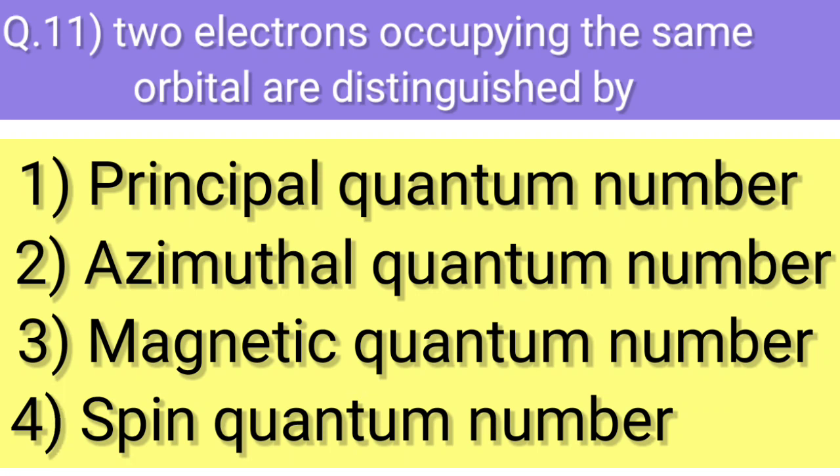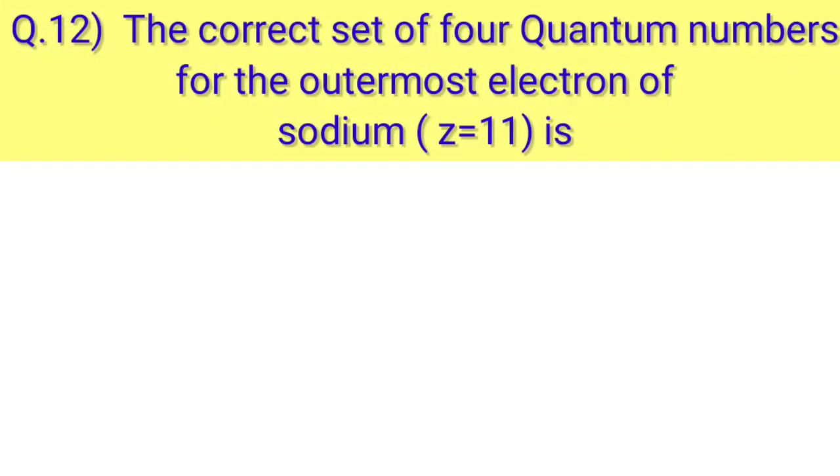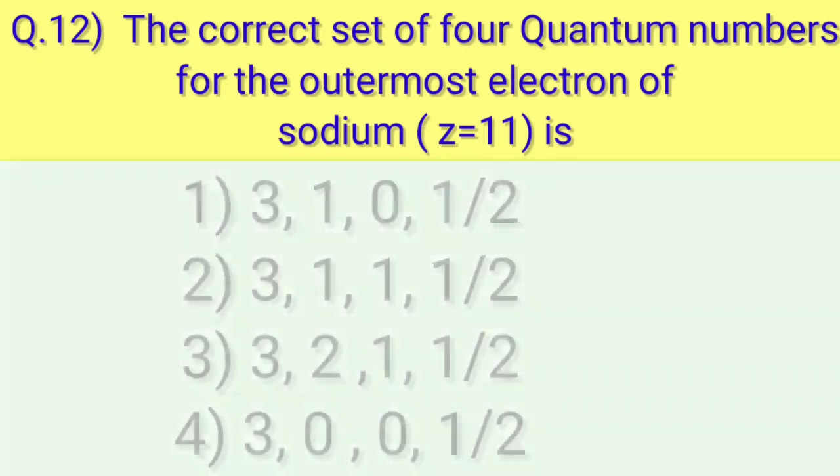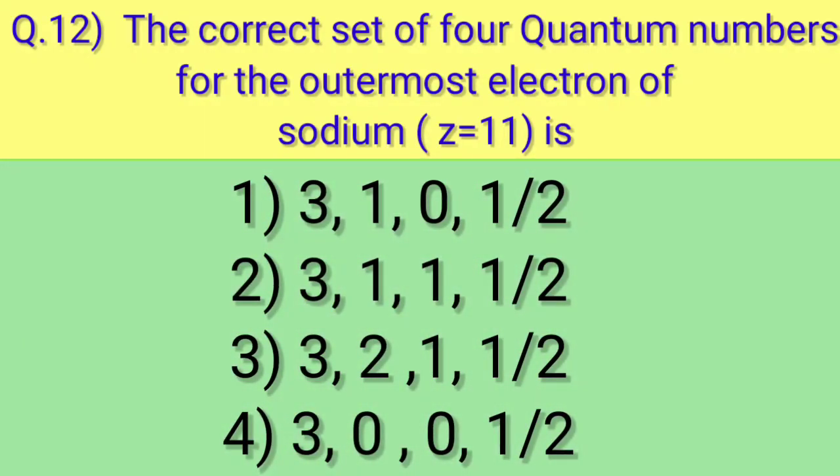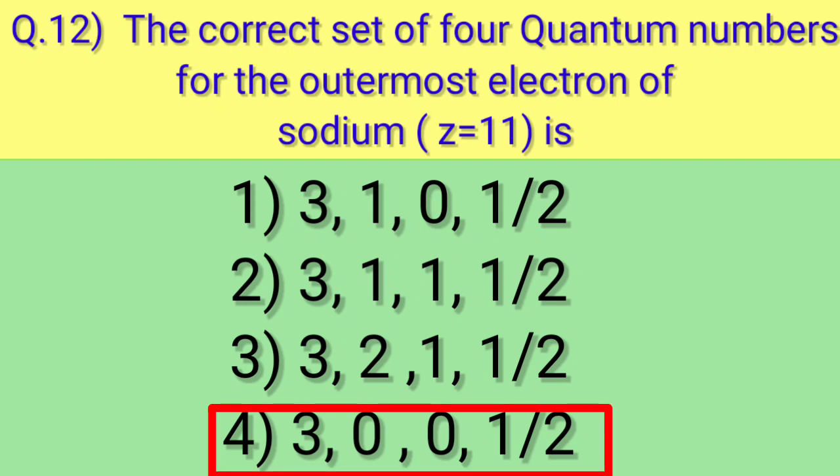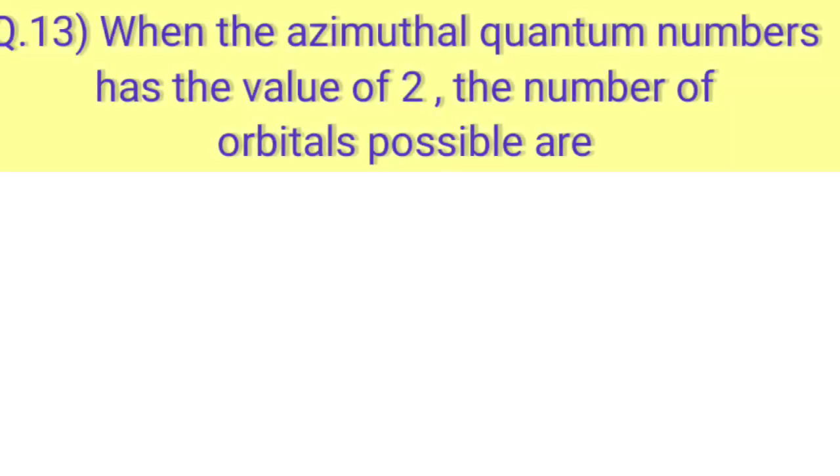And the 12th question of the day: the correct set of 4 quantum numbers for the outermost electron of sodium, atomic number 11, is 3, 1, 0, 1/2; 3, 1, 1, 1/2; 3, 2, 1, 1/2; or 3, 0, 0, 1/2. The options are on your screen, and the 4th option, 3, 0, 0, 1/2, is the correct option. Let's move on to the 13th question.